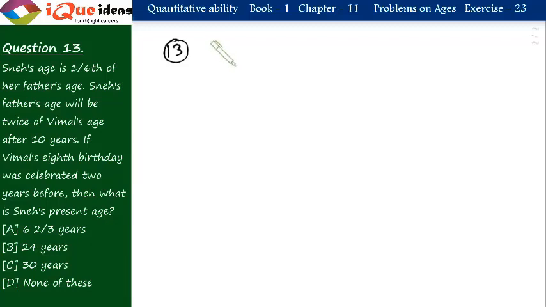Be careful here. If Vimal's 8th birthday was 2 years ago, that means at present, Vimal's age must be 10 years. Alright. 2 years ago he was 8 years old. So presently he must be 10 years old.